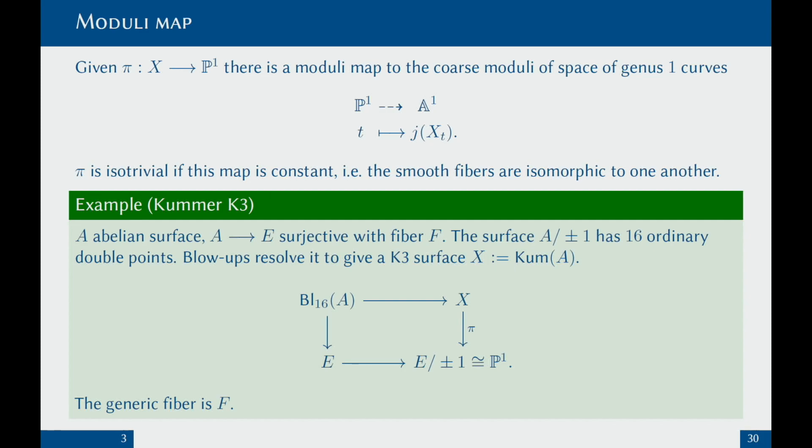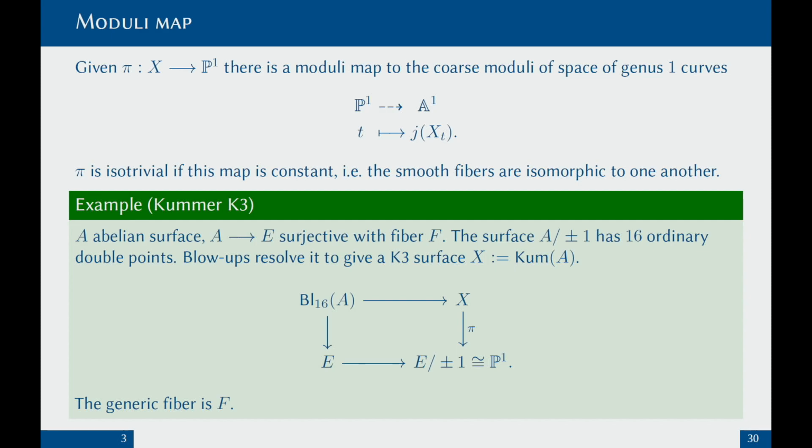And whenever you have an elliptic K3 surface, you get a moduli map. So to a point in the base that has a smooth fiber over it, you could look at the j-invariant of the smooth fiber. That's going to give you a map to A1, the coarse moduli space of genus 1 curves. And this map is isotrivial. The elliptic fibration is called isotrivial if this map is constant. So this amounts to saying that the smooth fibers are all isomorphic to one another.